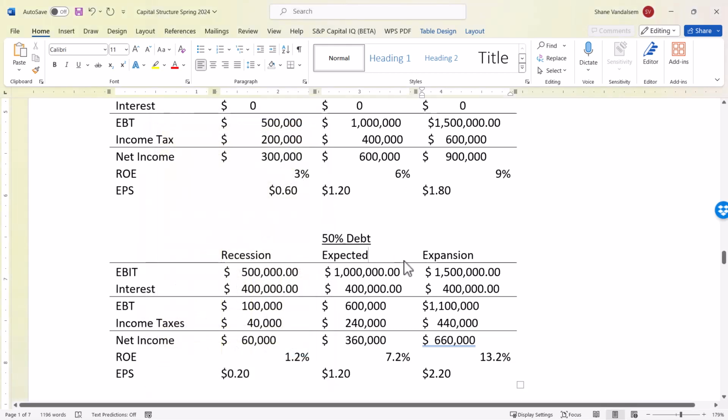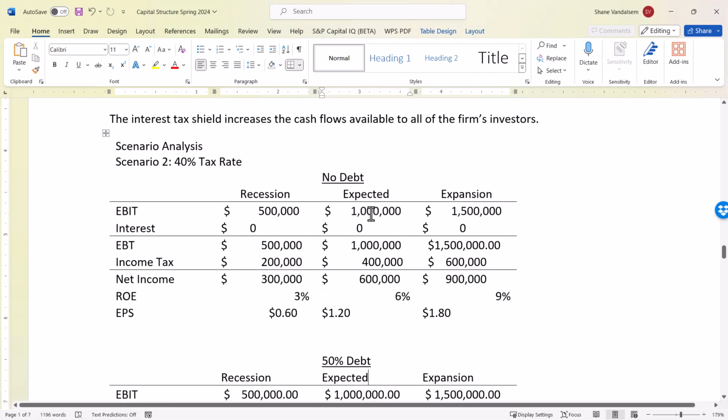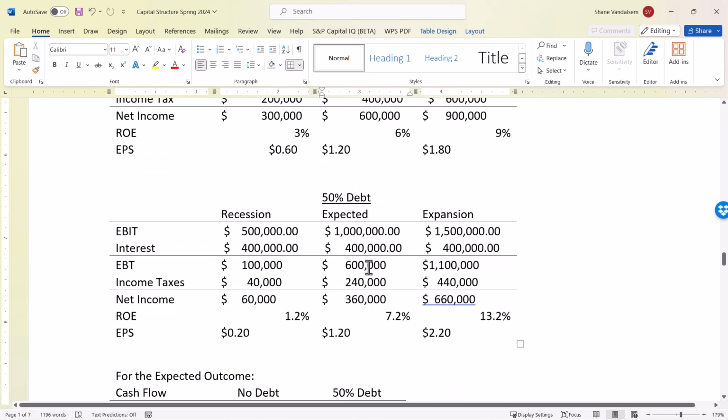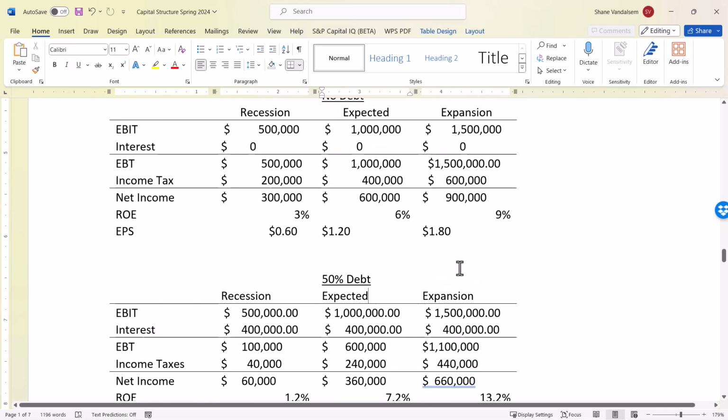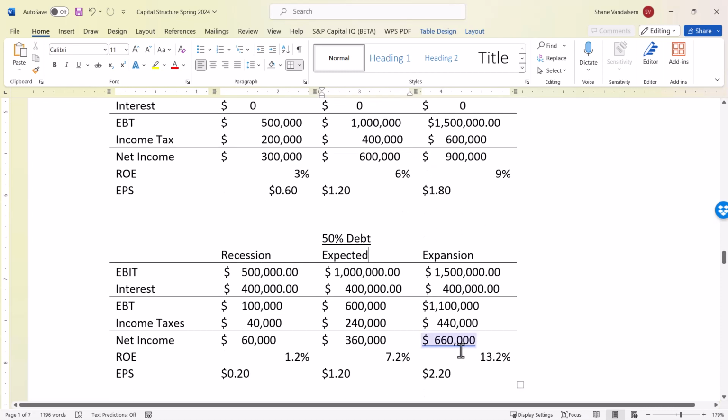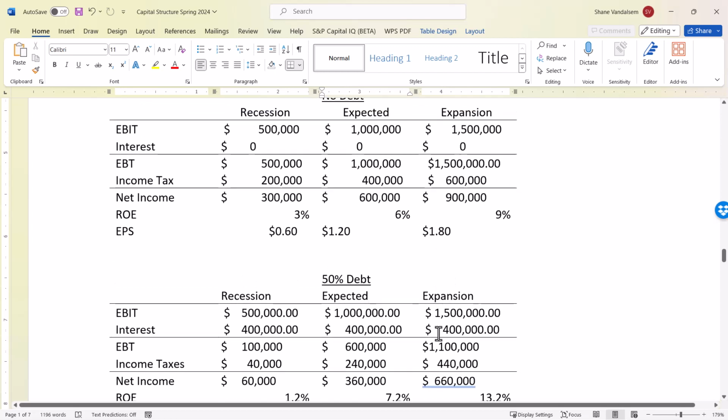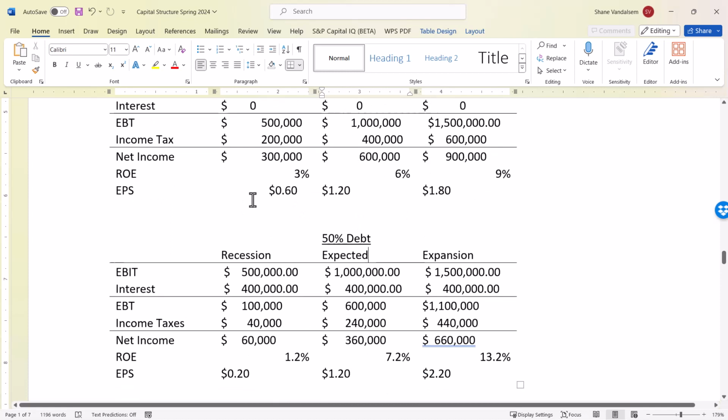So we have a similar outcome as what we had before with no taxes. The expected economy with the break-even amount of debt that we had, or EBIT that we had of $1 million, gives us the same earnings per share. If the EBIT is greater than that amount, then the stockholders are better off. They get a higher earnings per share if the firm takes on debt than if it doesn't take on debt. However, if the EBIT is less than that break-even amount, then the stockholders are worse off. They have a lower earnings per share if the firm takes on debt than if the firm does not take on debt.